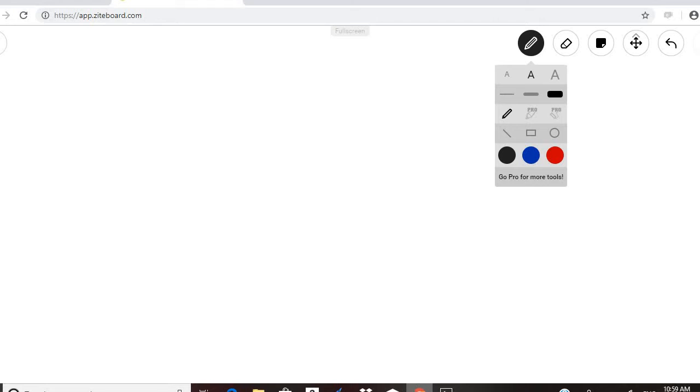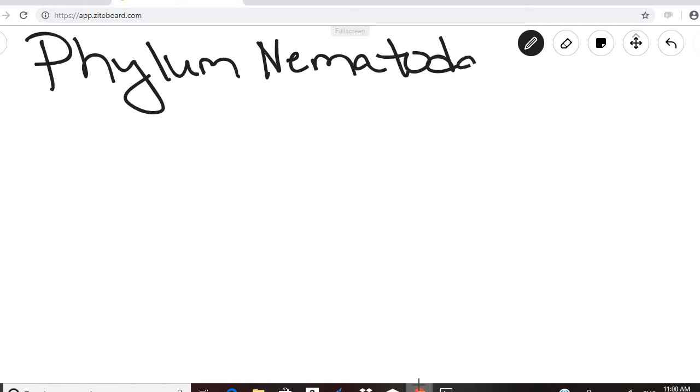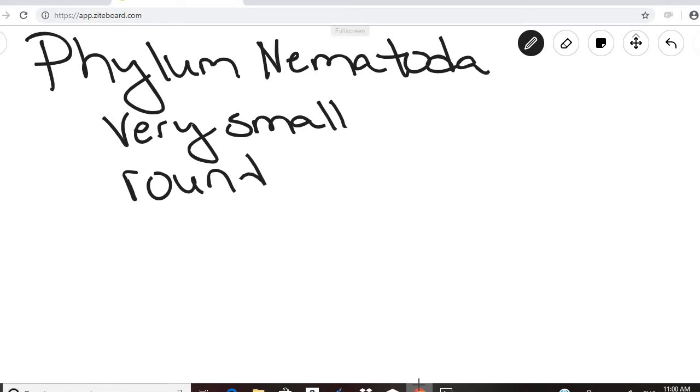Okay, next is phylum Nematoda, and all I want to say about phylum Nematoda is just a few things. One is that they're very small, and these are typically called roundworms. So they don't have segmented bodies like we saw with the earthworm, and many of these are parasites.